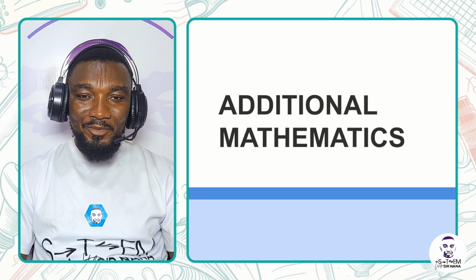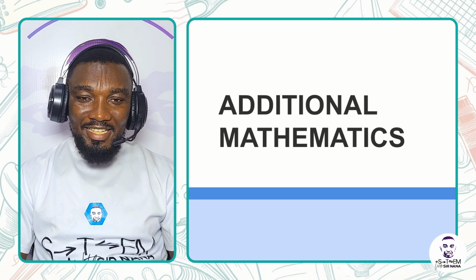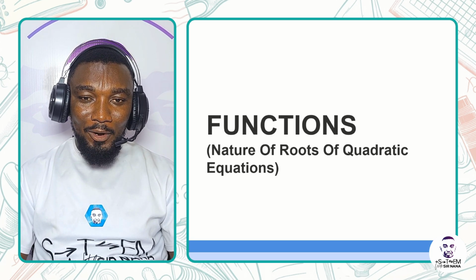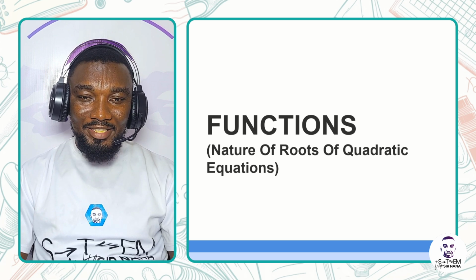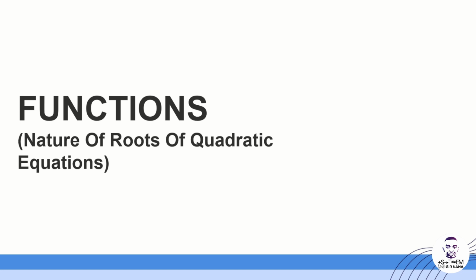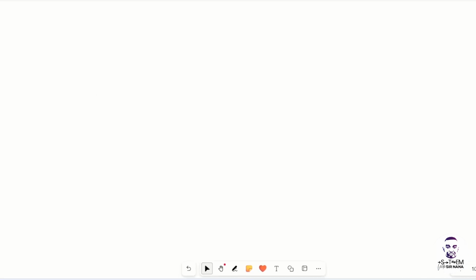In our previous lesson, we considered how we can solve quadratic equations by using the method of completing the square. In this lesson, we want to consider the nature of quadratic equations. We want to look at how we can determine the nature of quadratic equations. So basically, when we are looking at the nature of quadratic equations, we see equations that are of the form ax squared plus bx plus c is equal to 0.